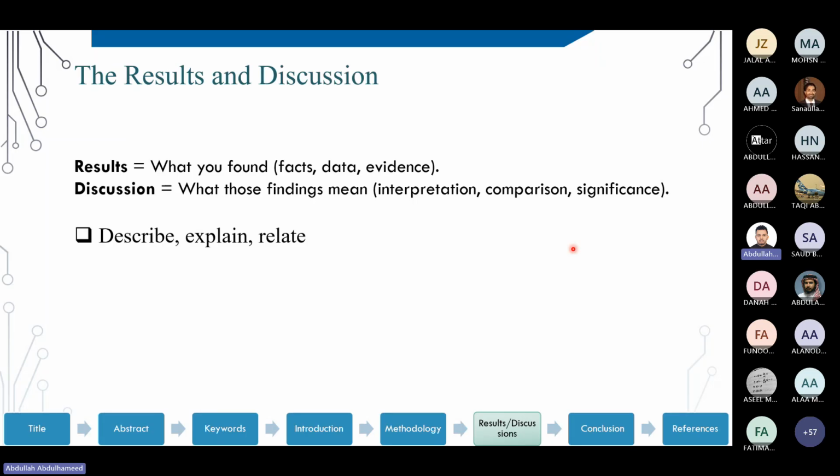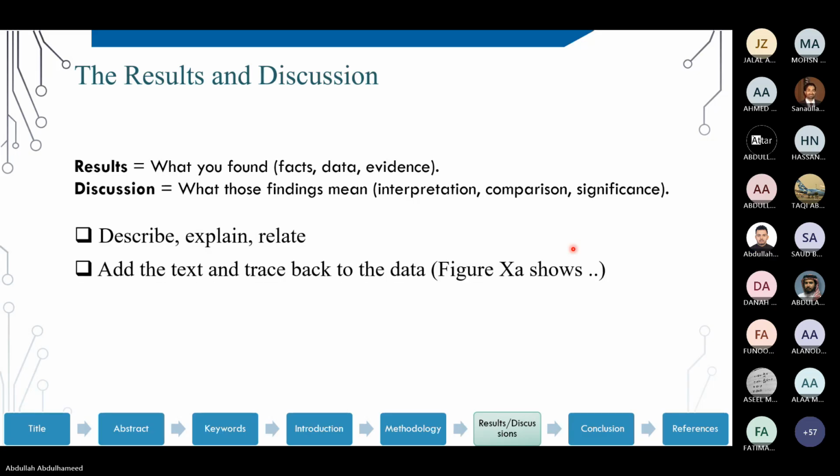You can relate the things that you already explained. You can relate to other studies. You can relate to things in the same study. You can relate to other things. For example, you have many samples. So after you explain the first sample, then you go to the second sample. You will relate the result of the second sample to the first one, and then you will compare them. So this is what they call describe, explain, then relate.